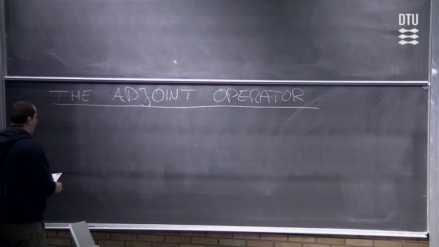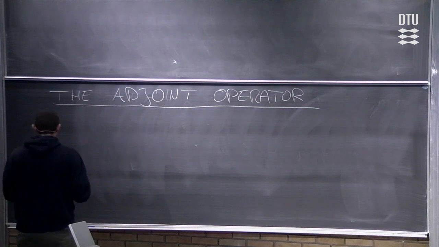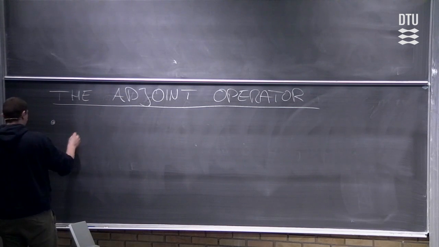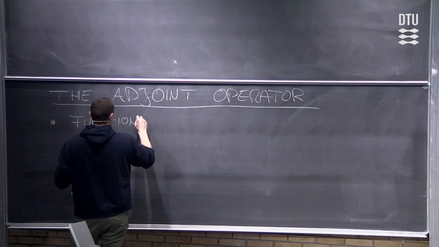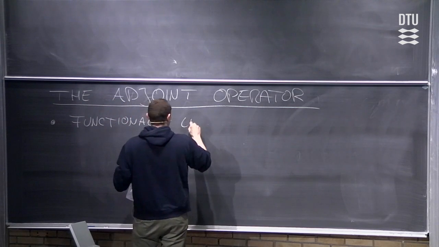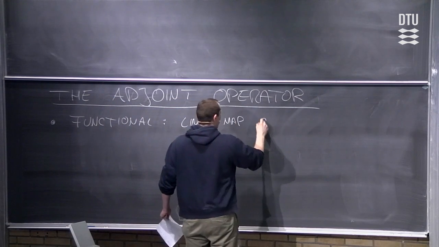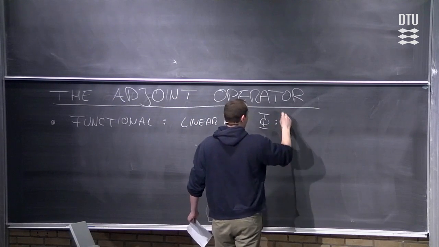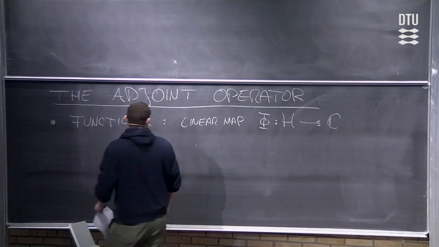Okay, so first, before we define the adjoint operator, we need some results from last time. So I'll just repeat that. Recall the following things. We have a functional, and that is a linear map, let's call it phi, which goes from a Hilbert space into the complex numbers. It only needs to be linear.